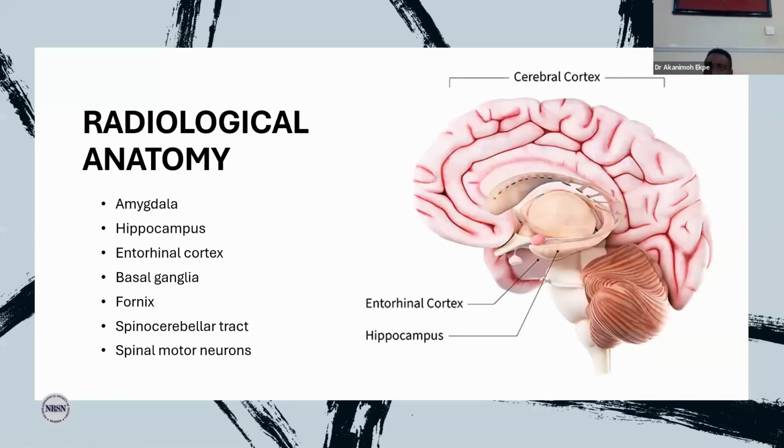Now, radiological anatomy of the limbic system, which is the cortex implicated in dementia, is not limited to the amygdala, the hippocampus, the entorhinal cortex, basal ganglia, the fornix, which connects the hypothalamus to the hippocampus, spinal cerebellar tract, and spinal motor neurons. Now, this is just a gross image that is showing the medial aspect of the brain. Now, we can appreciate the entorhinal cortex that is labeled here, as well as the hippocampus.